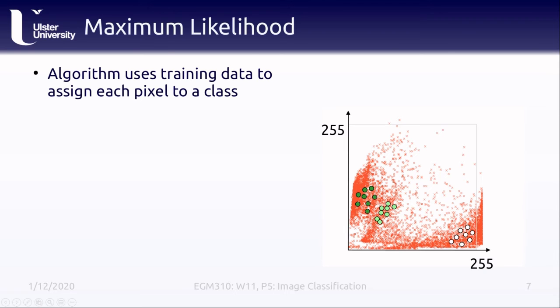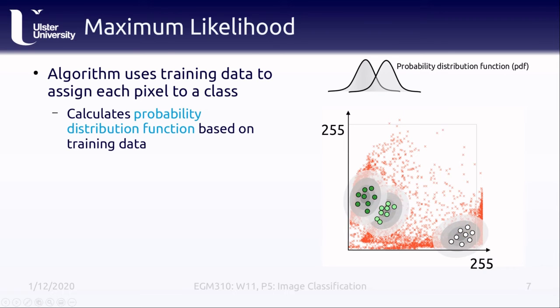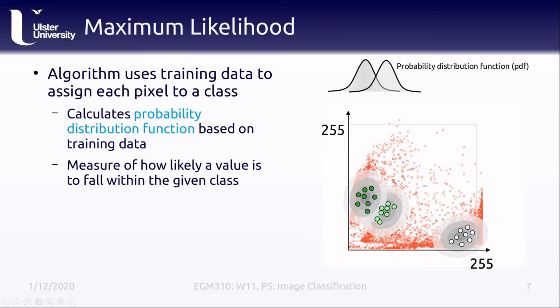We'll show how one of these examples, maximum likelihood classification, works. In this example, we have 3 different training classes shown here, with the rest of the pixels in the image displayed as red X's. Using the training data, the algorithm creates a probability distribution function, or PDF, for each class. The PDF is a measure of how likely a given pixel or combination of pixel values is to fall within the given class.